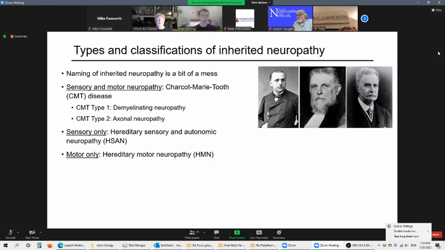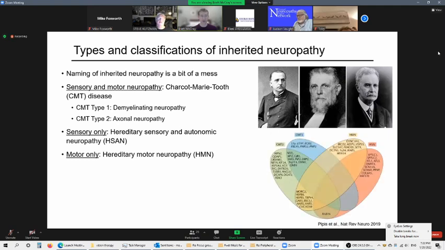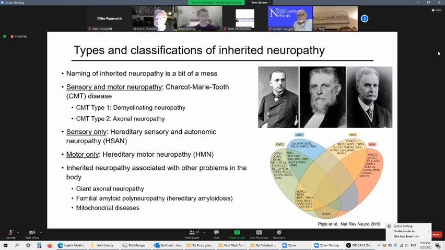And then there's other. CMT, Charcot-Marie-Tooth disease, is really reserved for conditions in which the only manifestation is neuropathy. But there are other conditions where there's a complex mix of neuropathy plus other problems, either with the heart or other parts of the body. So there are lots of different genes that can cause neuropathy.